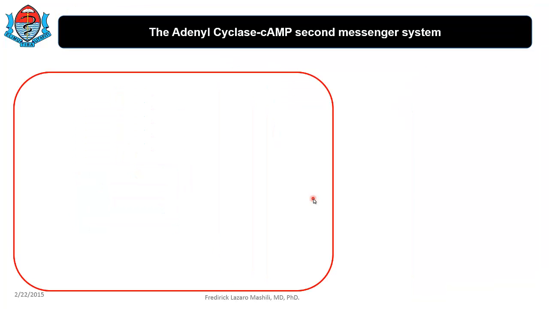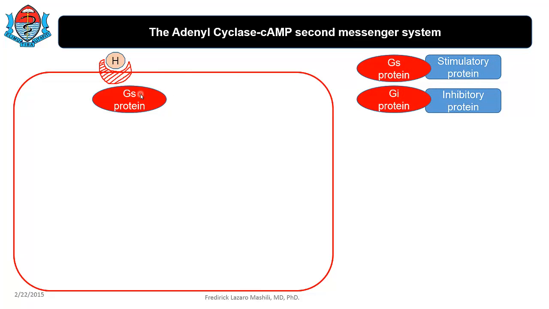The first one, which is really common and very important to understand, is the cyclic AMP second messenger system. We call it the adenyl cyclase cyclic AMP second messenger system because the enzyme that is being activated is known as adenyl cyclase. So let's see what happens. You have your hormone and a receptor, and these will stimulate G protein. What are G proteins? G proteins, in simple language, are like switches that switch biological processes on and off within the cells. If it's Gs, known as G stimulatory, this will switch on the processes within the cell. Sometimes you have Gi, which is known as G inhibitory, and this will switch off whatever processes are happening within the cells.